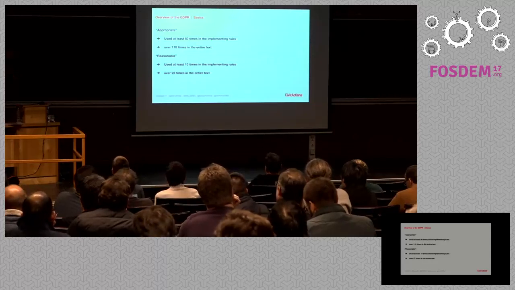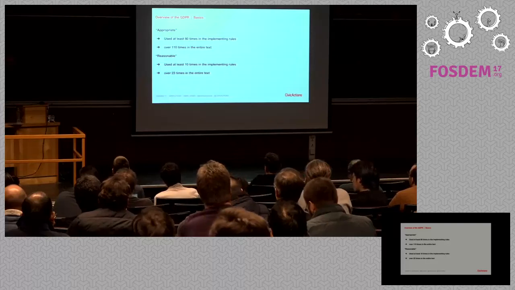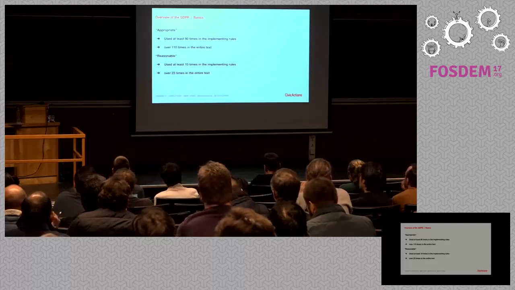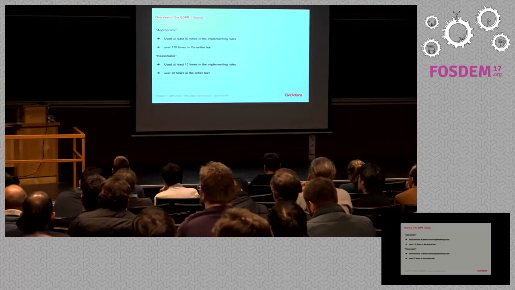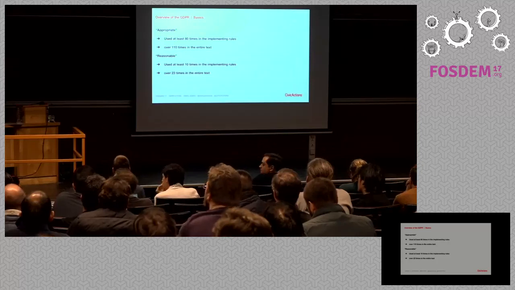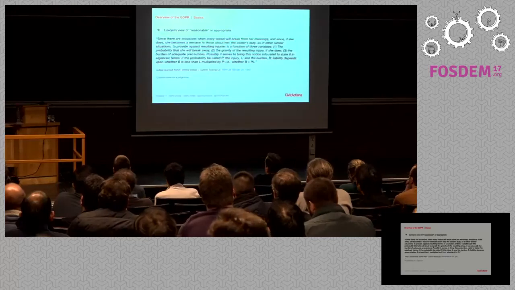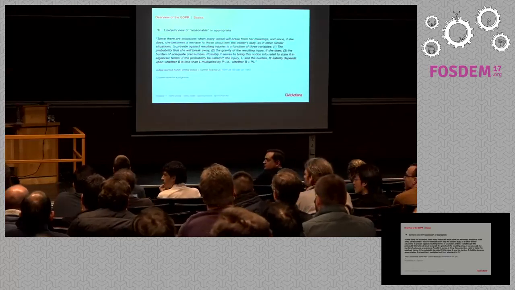So, a quick search of the GDPR text. The word appropriate is used 80 times in the implementing rules and over 110 times in the entire text. And the word reasonable is only used 10 times. I'm pretty sure if it were written by an American attorney, they'd use the word reasonable a heck of a lot more. And because I'm an American attorney, I'm going to make the assumption that appropriate and reasonable mean similar to the same thing. I don't know if that's a good assumption. If there's anyone who practices EU and American law and can tell me this is a terrible assumption, let me know. No, it's a terrible assumption.